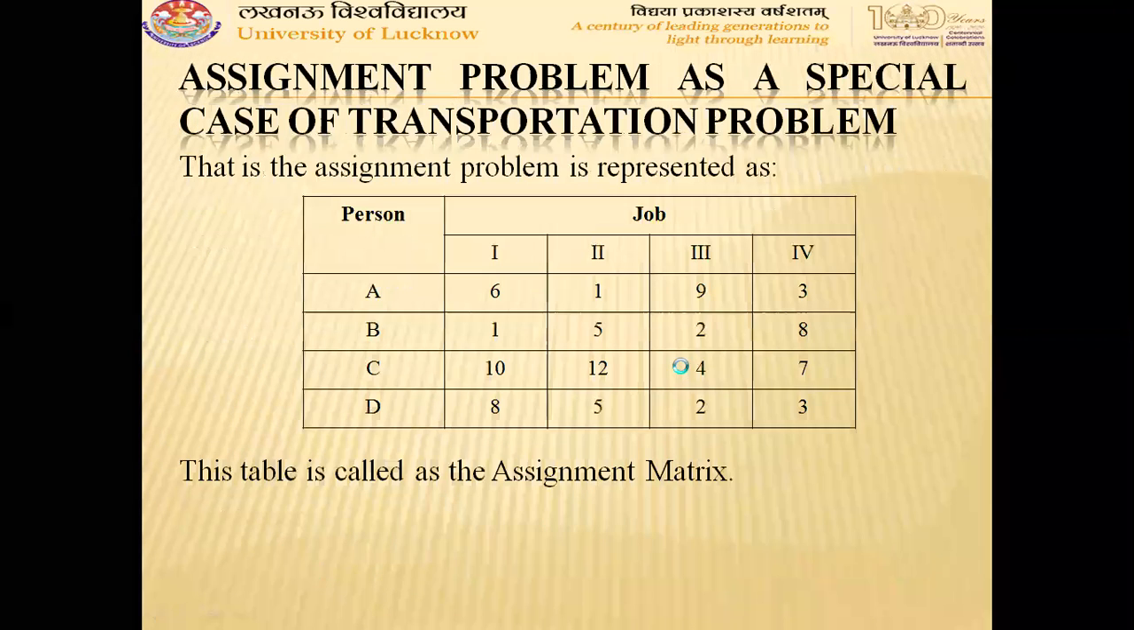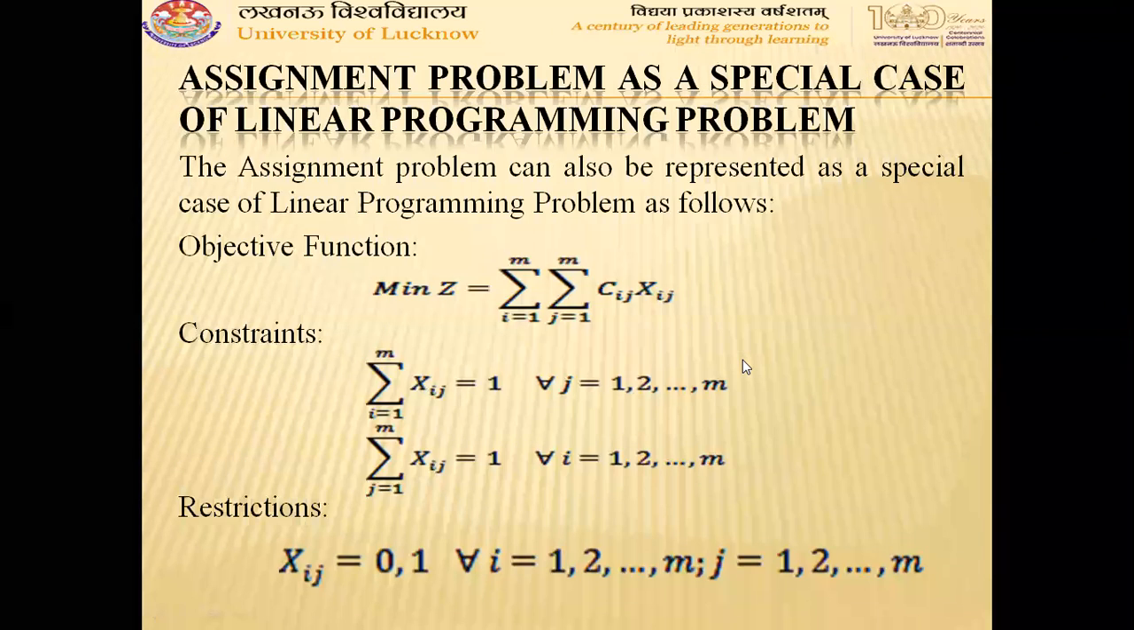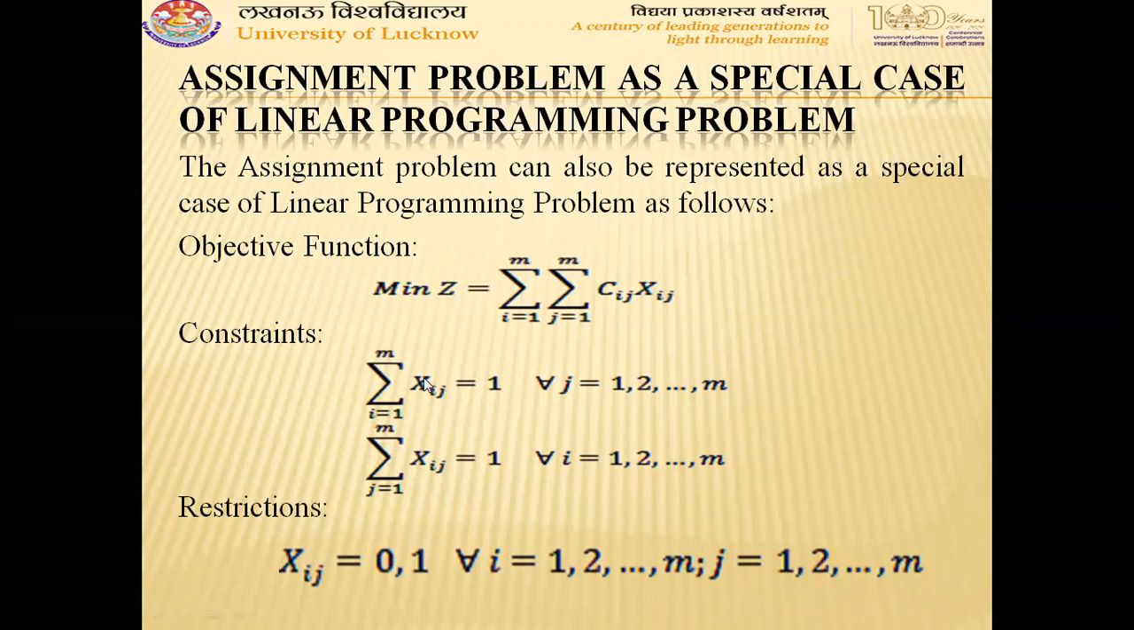As you can see, the total availability for each person is 1. That means the sum of all the xij's will be equal to 1 over all i. Similarly, if we sum column wise, then we will get the constraint summation j goes 1 to m, xij equals 1 for all i goes 1 to m.